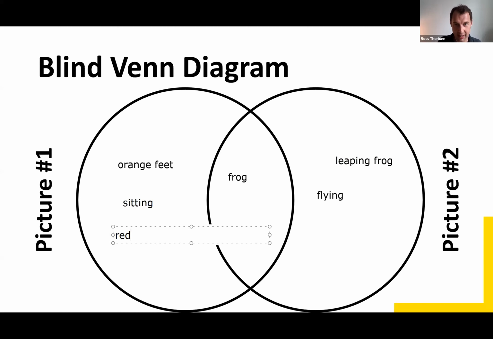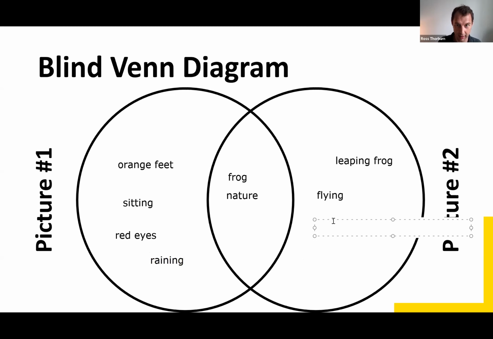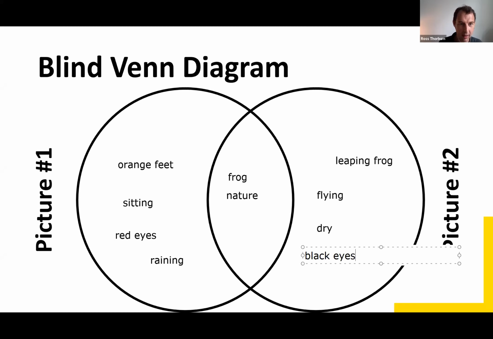Number 1, you've got red eyes on your frog. Are both of these, I think you've said both of these are in nature. N-A-T-U-R-E. Okay, number 1, it's raining. And number 2, I guess it's dry, is it? Let's see, dry. Leaping, flying, yes, we've got leaping, flying frog in number 2. We've said it's dry, it's alive. Great, number 2, that the frog has got black eyes. Thank you very much, Donna. Black eyes on our frog.